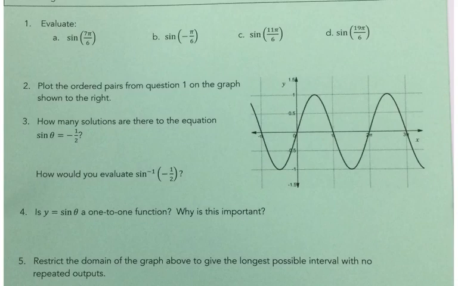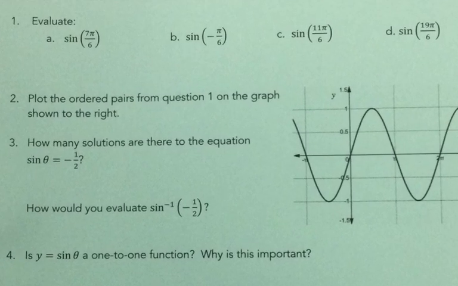Okay, so first we're just evaluating some trig expressions. A tells me, what is sine of 7 pi over 6? So this should be review. If I rotated 7 pi over 6, what quadrant does that put me in? The third. What would be my reference angle? 30 degrees. It's a 30, 60, 90.